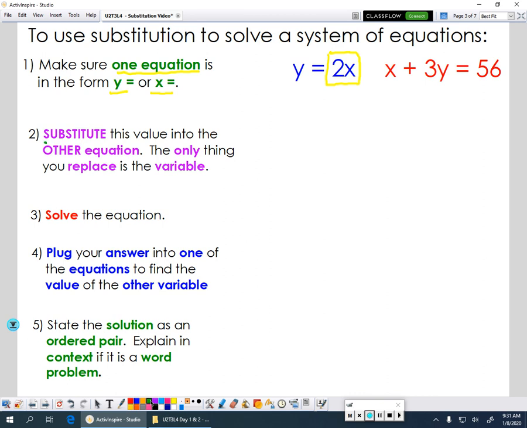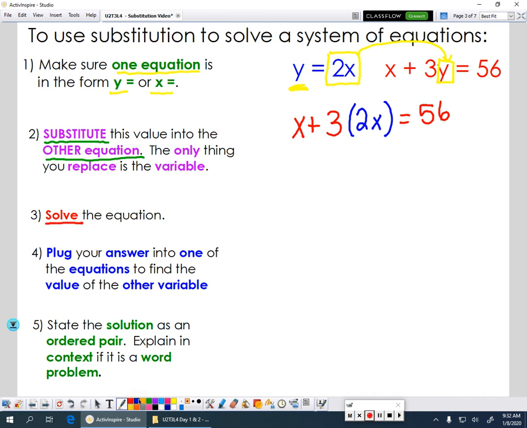Step two says we're going to substitute that value into our other equation. The only thing we're going to replace is this variable. So we're going to replace just the y with that amount. In the equation on the right, everything else stays the same. We've got x plus 3, but instead of y, we put in this value for y, 2x. The rest of the equation stays the same. It equals 56.